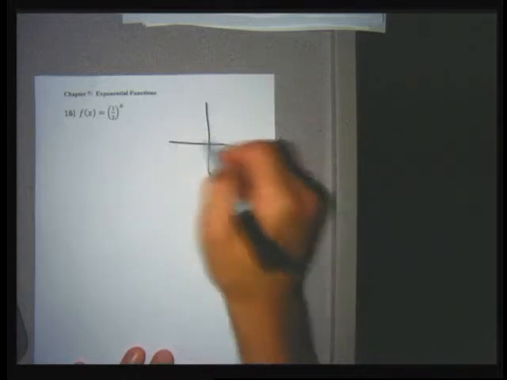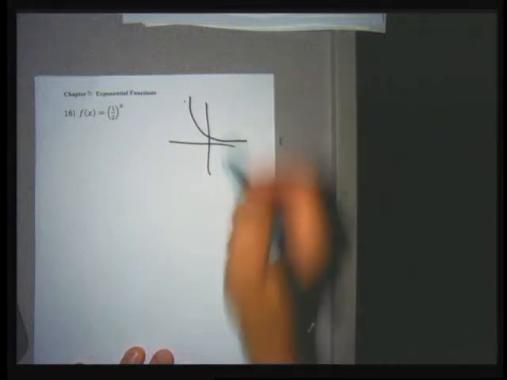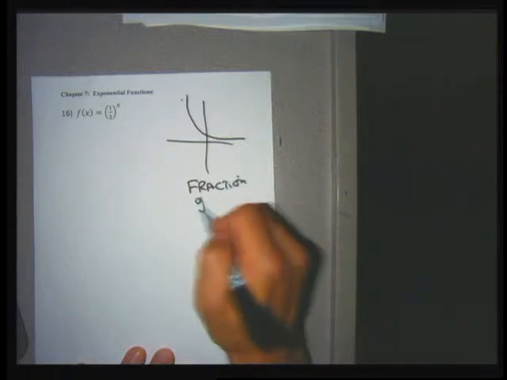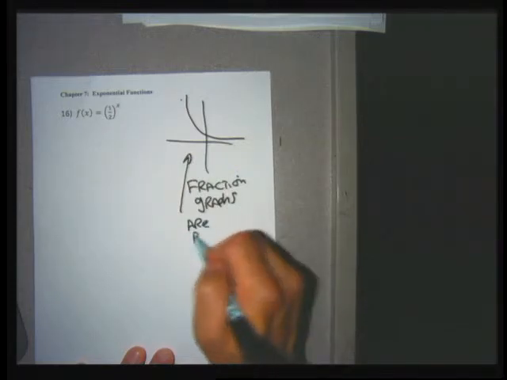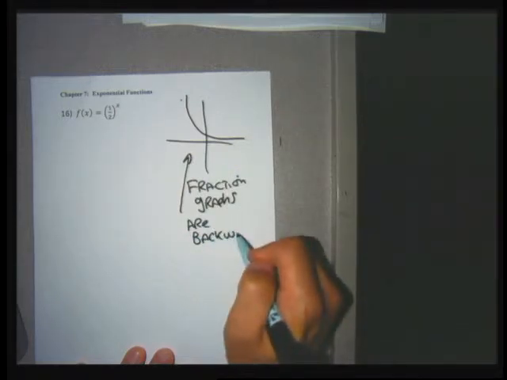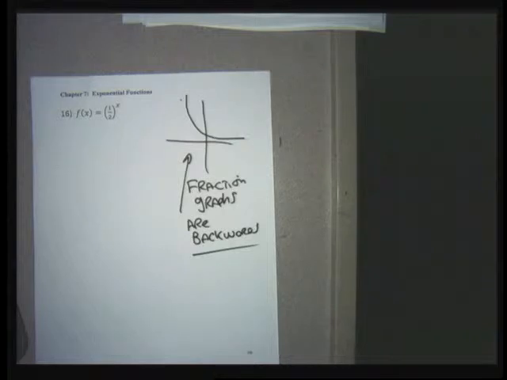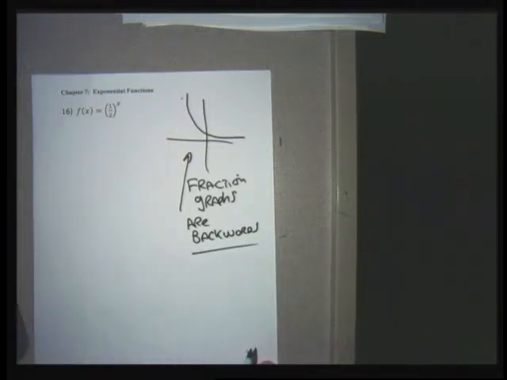First one that we have a lovely fraction. The fraction makes the graph go backwards. Usually our graphs go down on the left, up on the right. Fraction graphs look like this. I'll say they are backwards. And you don't need to know that. If you just do a table and plot the points, you'll see that happen. But when the base is a fraction between 0 and 1, then the graph's going to go backwards.